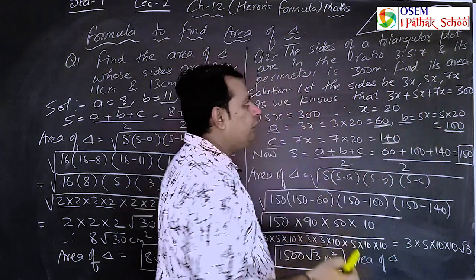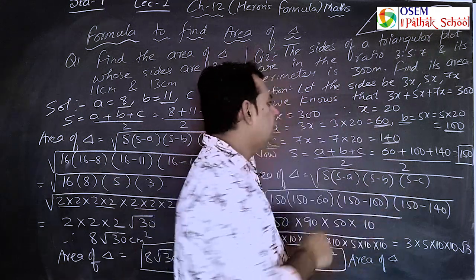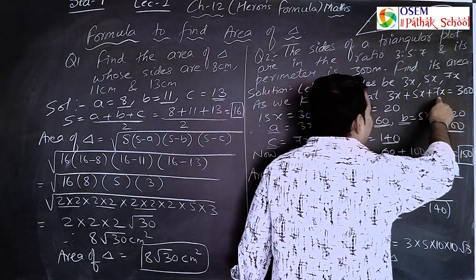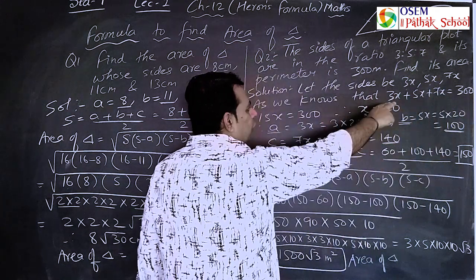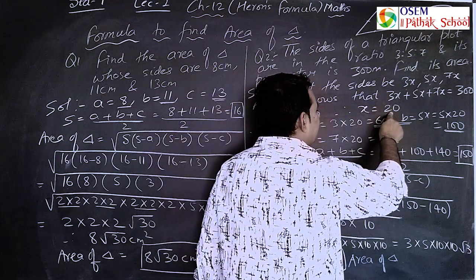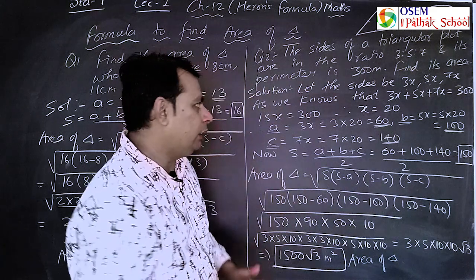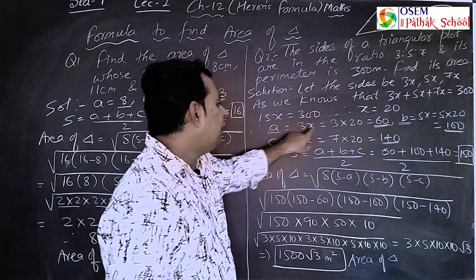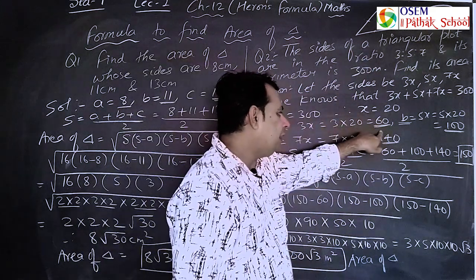As we know, perimeter means addition of three sides. So 3x plus 5x plus 7x equals 300. The addition is 15x equals 300. So the value of x will be 20. Now the value of x is 20, but one side is 3x, so 3 into 20 will be 60.